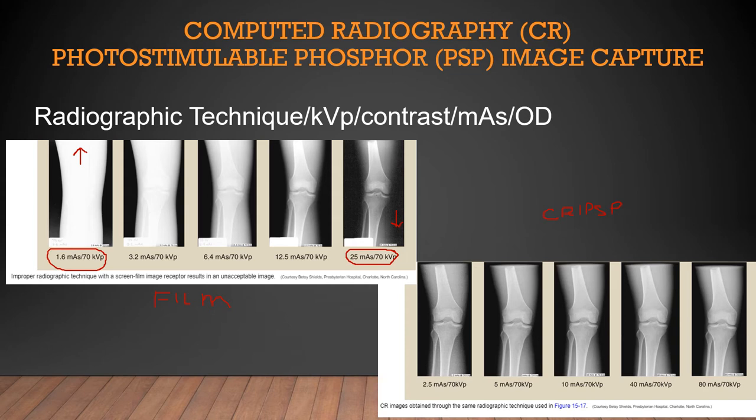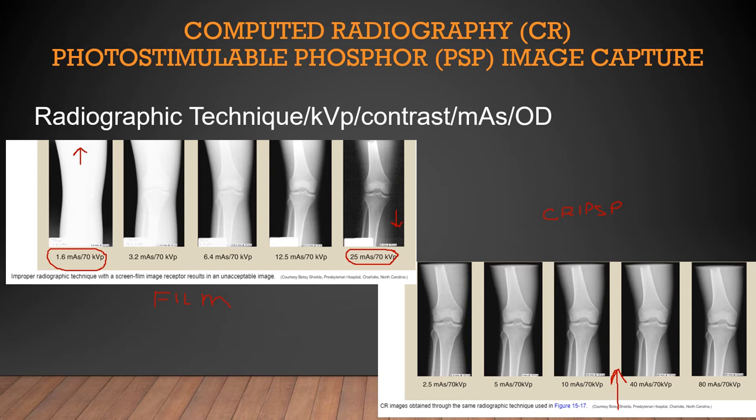So if I was taking an x-ray of a knee with a grid, and I knew that with film screen I use 70 kVp at 25 mAs, then that's where I should go when I'm going to CR.